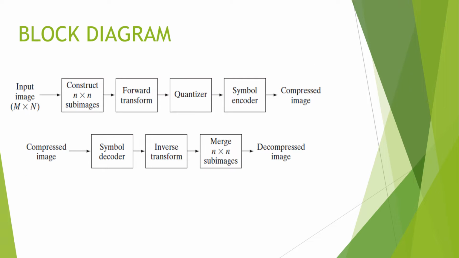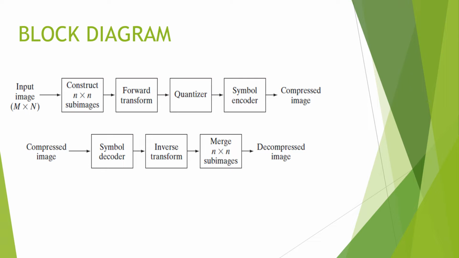Here is the block diagram of the transform coding. First, we will give the input image of size m into n. Then, we will construct sub-images of size small n into n. Then, these sub-images are forwarded to a forward transform for the transformations, and then the transformed images get quantized and sent to the symbol encoder. From there we get the output, which is the compressed image.